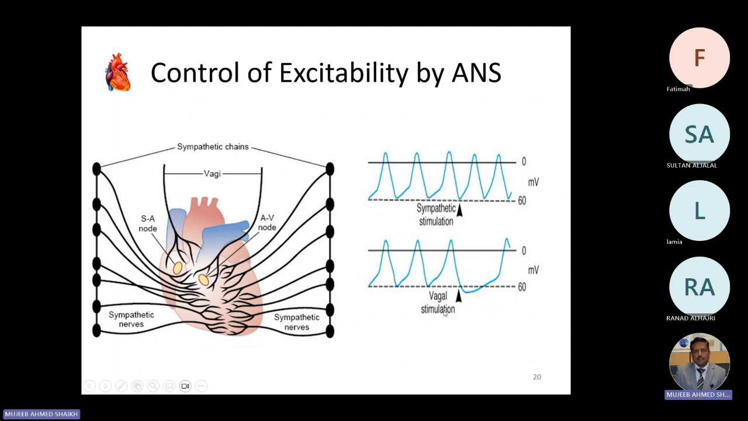Similarly, if the parasympathetic is stimulated, like in vagal nerve stimulation, the heart rate will become slower. Why will it become slower? Because of the long pre-potential phase.